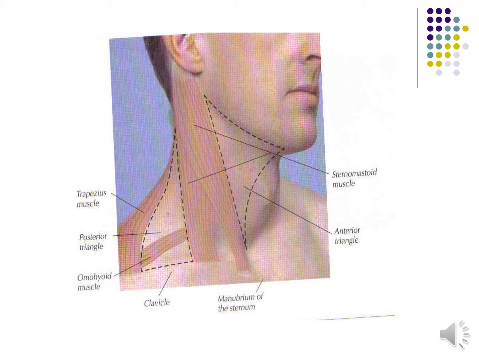Then the submandibular triangle, carotid triangle, then the posterior triangle is seen. Then posteriorly there is the trapezius muscle, and in between the omohyoid muscle is seen. Below, the clavicle and manubrium sterni are seen.